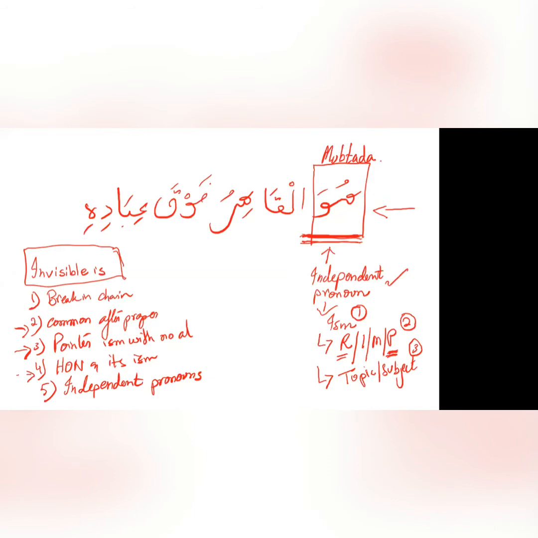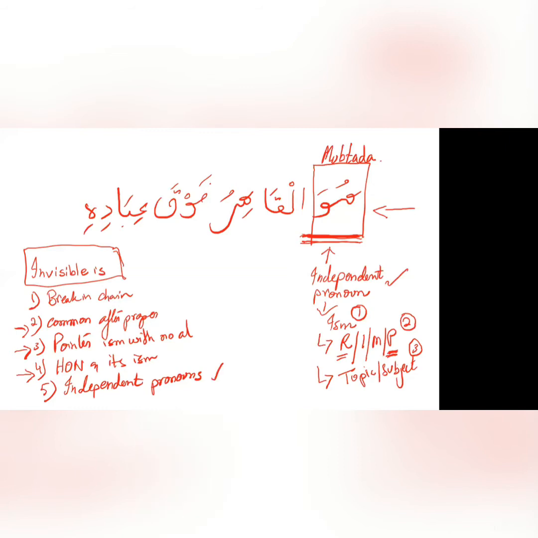Next is HON and its ism. If you see one of the 6 HONs that we did, inna, anna, kanna, laita, lakinna, la'alla, bi'anna, I think there were 7. So if you see those, with HONs you will always have an ism that is in nasab status, whether it be just beside it or a little farther apart. That will be your mubtada. Eyes closed. You don't have to go looking for it. Inna or HONs with their isms will always be mubtada in a sentence.